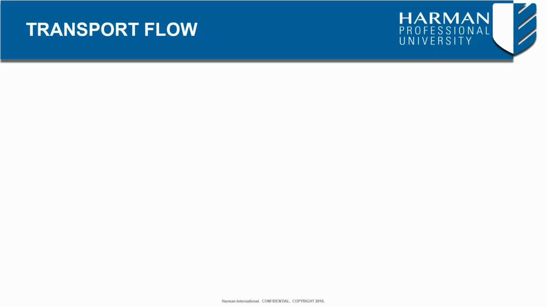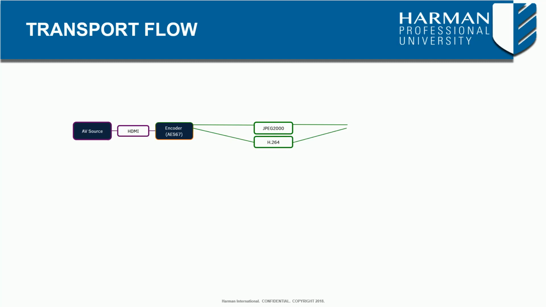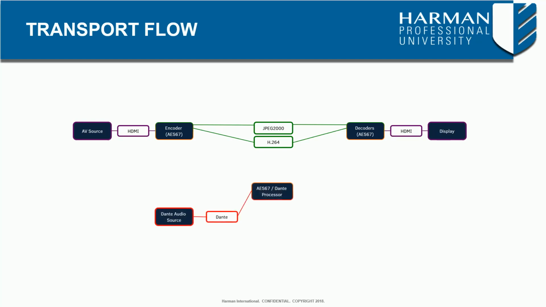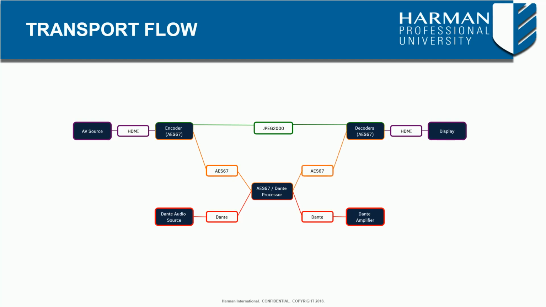Let's look at a simplified transport flow starting with an AV source connected over HDMI to an encoder. The video is transported as a JPEG 2000, while the audio is available over the network as an H.264 PCM stream. At the other end, we have a decoder connected to the display using HDMI. In parallel, we can find a Dante network with the Dante source being routed to a DSP, providing audio processing for both Dante and AES67, in addition to other source types depending on its card configuration, and finally the audio can be routed to a Dante amplifier. Utilizing AES67, we can inject the encoder audio into the DSP for processing, and then route it along with any other audio channels back to the decoder as the application necessitates.